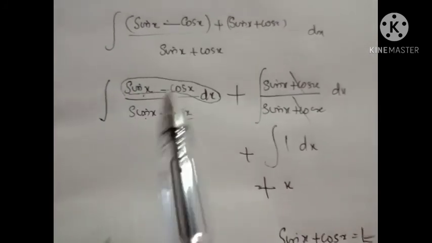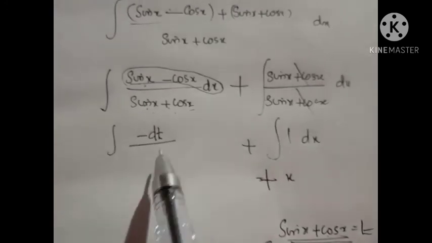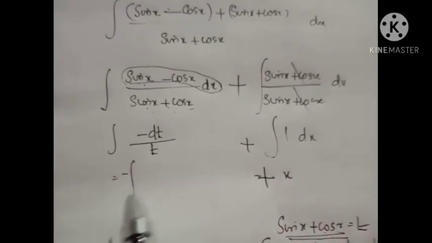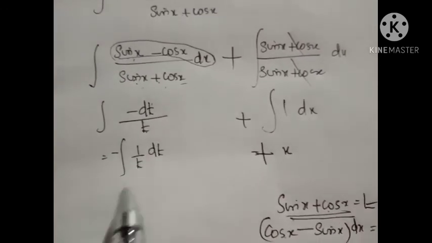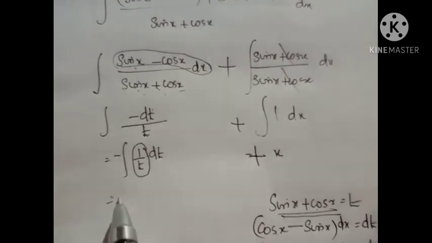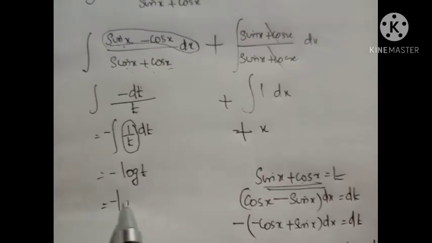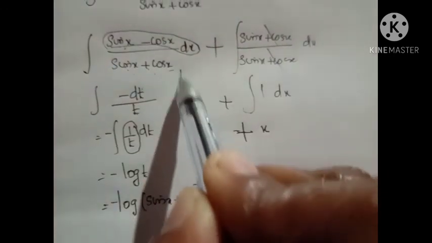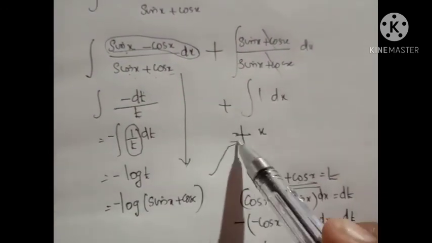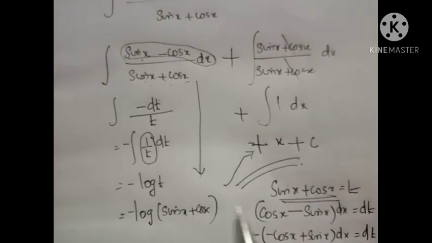Look at here, (sin x minus cos x) dx. So instead of this we can write minus dt by, what is sin x plus cos x? Sin x plus cos x is t. Take negative outside. Dt by t, same as 1 by t dt. What is integral of 1 by t? Yes, it is log t. Now what is t? It is log of (sin x plus cos x). So this is our first integral plus x plus c. So this is our answer.